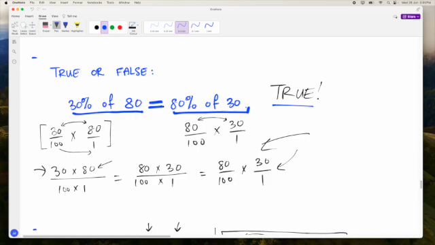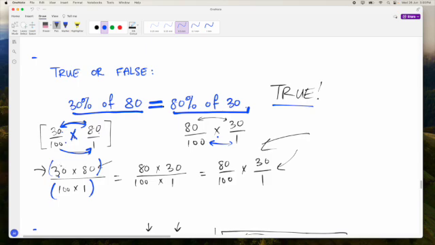The reason why is because you can see we have 30 over 100 times 80. So that's 30% of 80, right? These are fraction multiplication. You can see on this side, 80 over 100, 80% of 30. So fraction multiplication. And remember, if we have 30% of 80, fraction multiplication, 30 times 80, and this is it right here. And over here we have 100 times 1, that's your denominator, right?